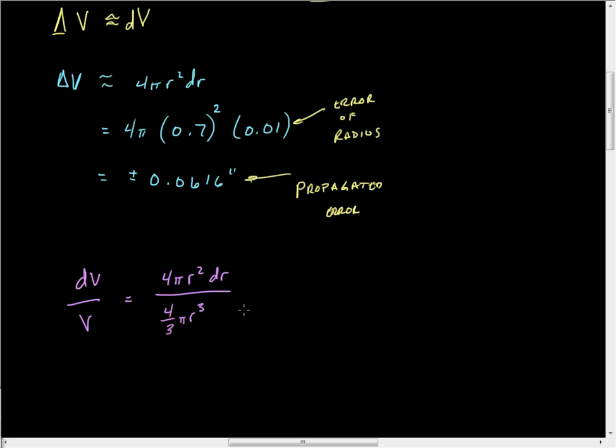And the 2 r's would cancel out on the top. That goes away. The 4's would cancel. The 3 would go up top. Okay, so this is going to be 3 dr over r. And when we do that, this is 3 times 0.01 over 0.7, which is going to give us about 0.0429. And this is going to be cubic inches. Okay, that is the relative error.